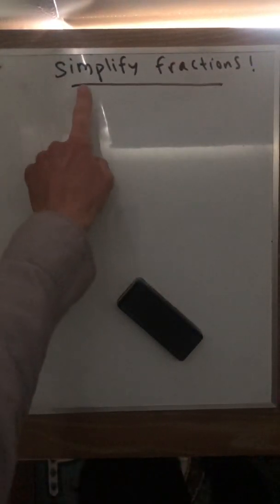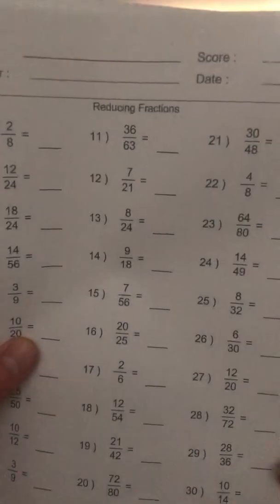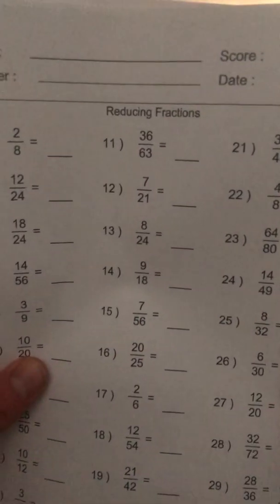We're still talking about simplifying fractions. Simplify the fractions or reduce the fractions. We are going to finish up our page 11. We're doing numbers 15 through 30, so we'll do a few together. So let's do 15 together, 7/56.